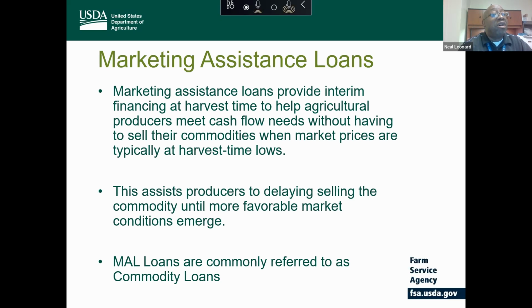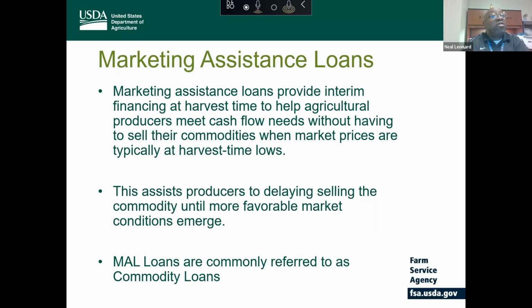Oftentimes, during the off season is when market prices are a lot better. And that's what marketing assistance loans help. And I'm going to go on and say this. I won't call his name, but I will give an example.